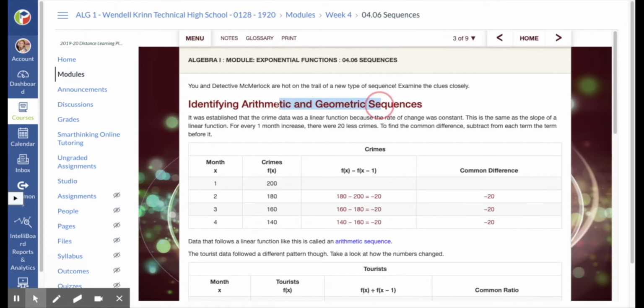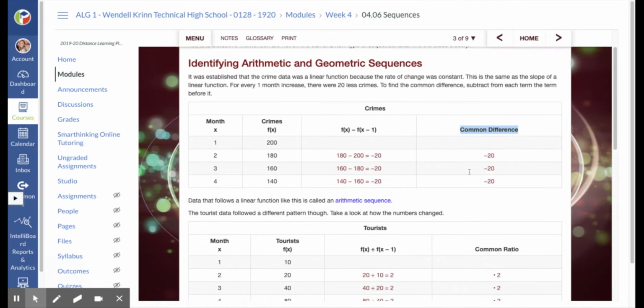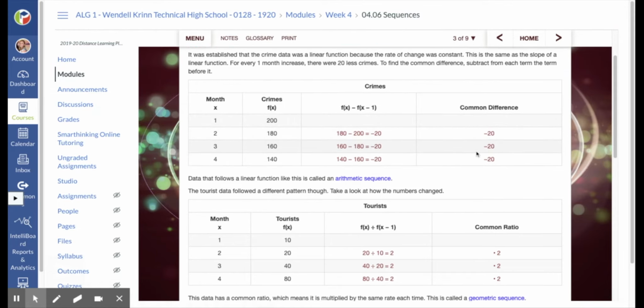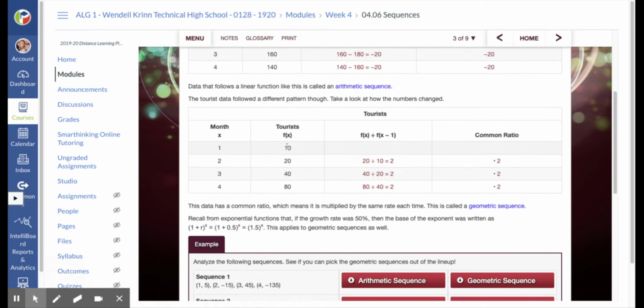Alright, so here we are on page 3. This is more of the same of what we did on the first page. It just does the work written out for us that we already did. So we have the crimes from Detective McMurlock or whatever his name is. The common difference here was subtracting by 20. That's a vocab word for you, common difference, because it's either for adding or subtracting, and then common ratio, another vocab word there, is for specifically when you're multiplying by a number. So we have the crimes was adding or subtracting, more specifically subtracting, and then for tourists it was actually multiplying, which is going to be for a geometric sequence.